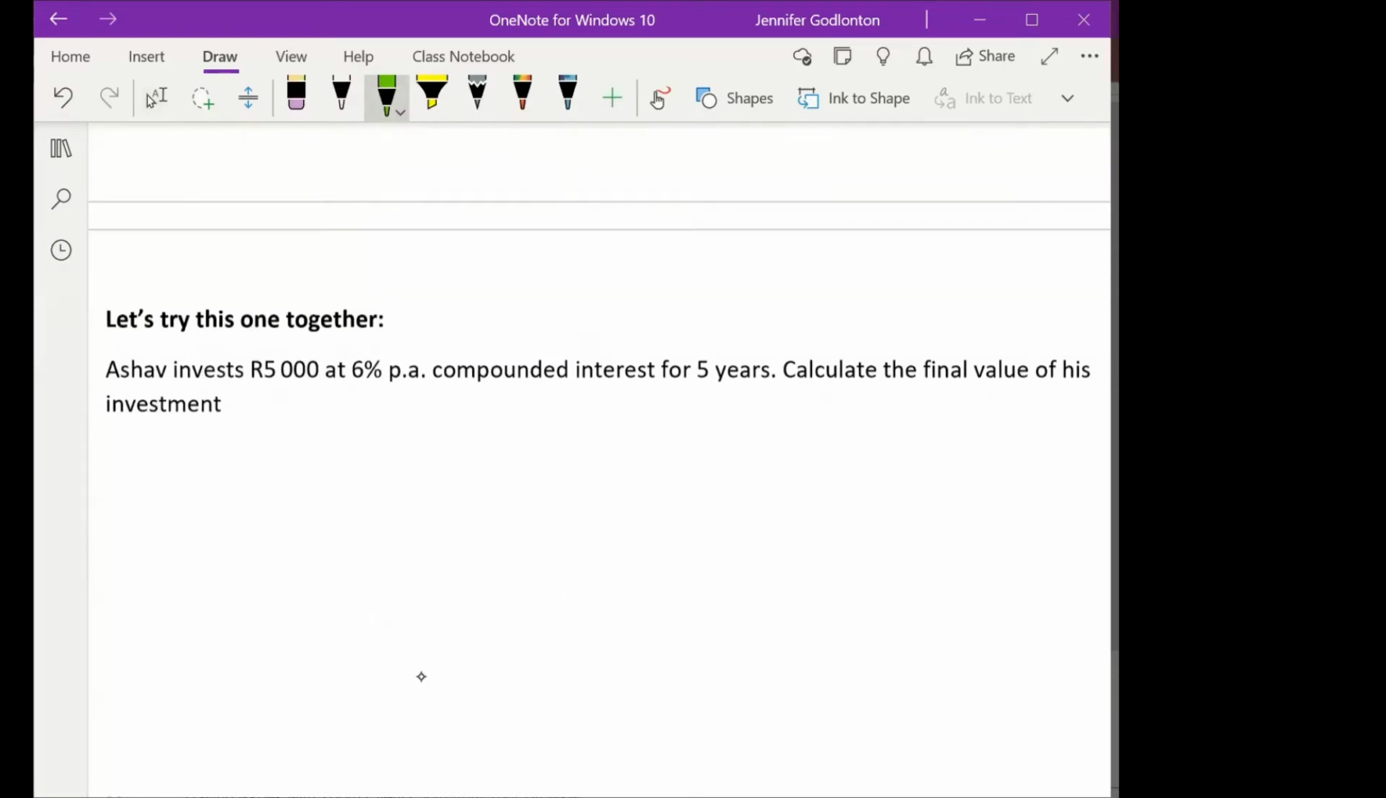Okay, so Shav invests 5,000 Rand at 6% per annum. Remember, what does that PA stand for? Does anyone remember? You don't even have to tell me the full words, just tell me what it means. Tiana? Per year. Yes, good. So that stands for per annum, so it's per year. Nice job, guys. Okay, so 5,000 Rand at 6%, and now it's telling us it's compounded, so we know which formula to use, for 5 years, and we want to calculate the final value of his investment.